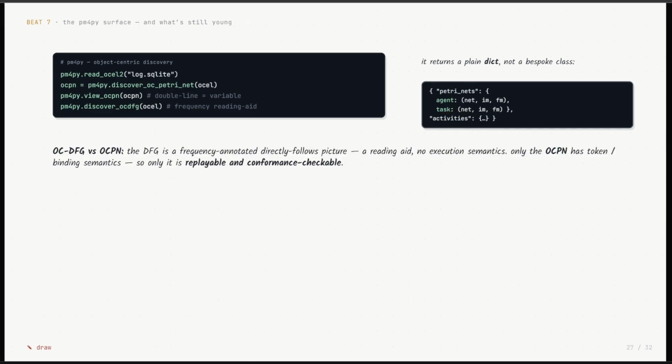the contrast that matters is that the object-centric DFG that here we are producing is just a frequency annotated directly-follows picture. So it's just something we use as a reading aid. It's not execution semantics. Only OCPN has token binding semantics, and only it can be replayable and conformance checkable. So that's one thing. DFGs are not conformance checkable, of course. This is something we have seen in a previous video.